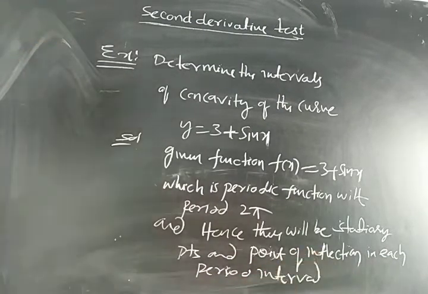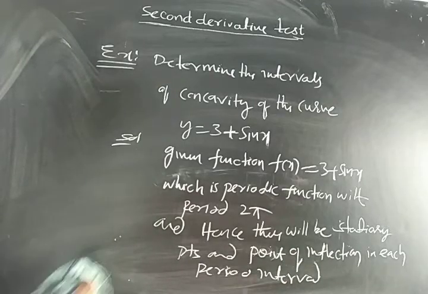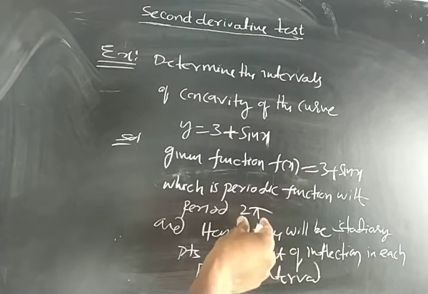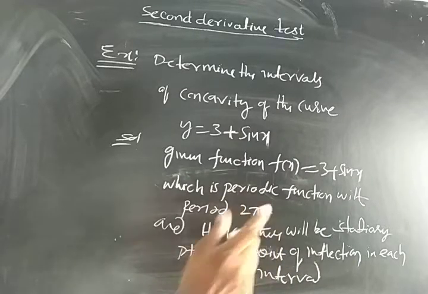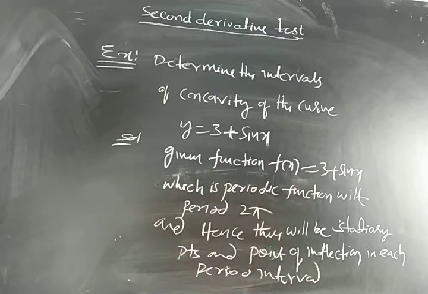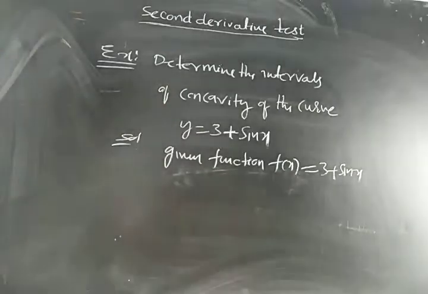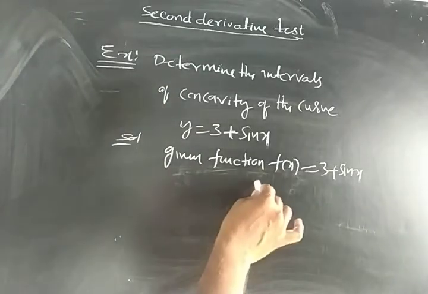Each period interval. Okay. Now I am finding the derivative f dash of x, and I will consider one period interval, which should have a length of 2 pi. Why? Because its period is 2 pi. Okay. Right. This is the f of x. Now I am finding f dash of x.